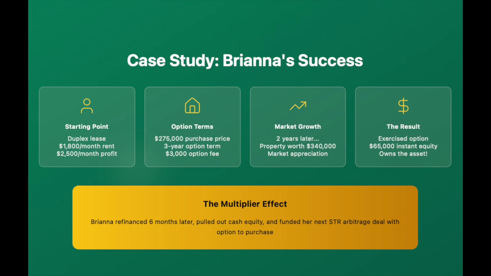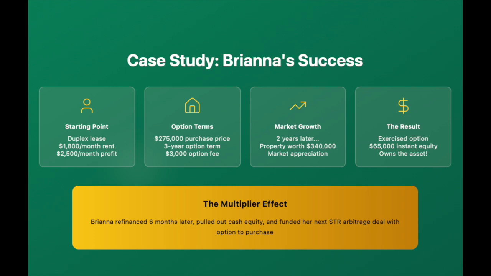Got it. So she's operating her profitable Airbnb knowing she has this right locked in. What happens next? Fast forward 2 years into her 3-year option period. The local real estate market has appreciated. The duplex now appraises for $340,000. Ah, okay. So worth quite a bit more. But Brianna holds the option. She's not subject to that new $340K market value. She gets it for the $275K.